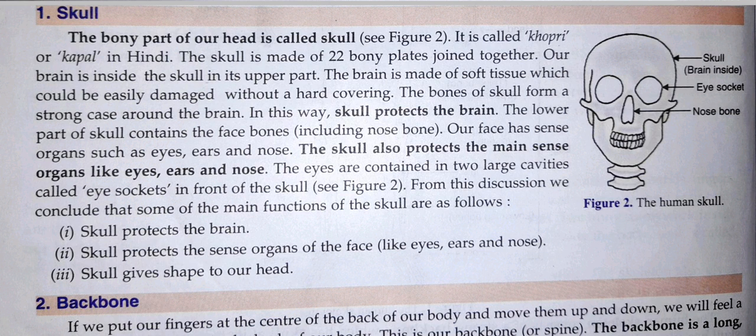The lower part of the skull contains the face bones. Our face has sense organs such as eyes, ears, and the nose. The skull also protects the main sense organs like the eye, ear, and nose. So the functions of the skull are as follows. The skull protects the brain. Second, it protects the sense organs of the face like eyes, ears, and nose, and it also gives shape to our head.